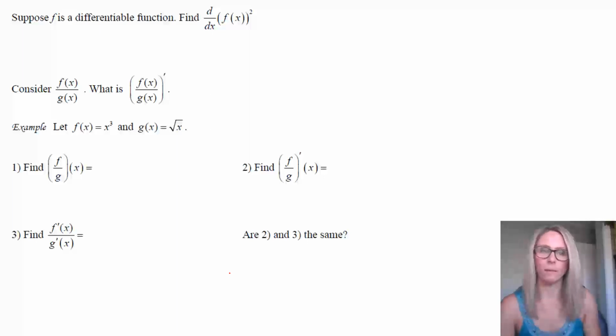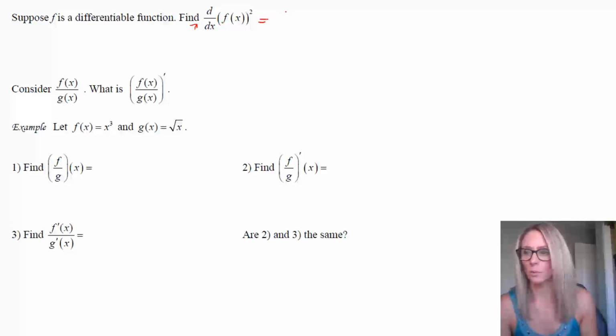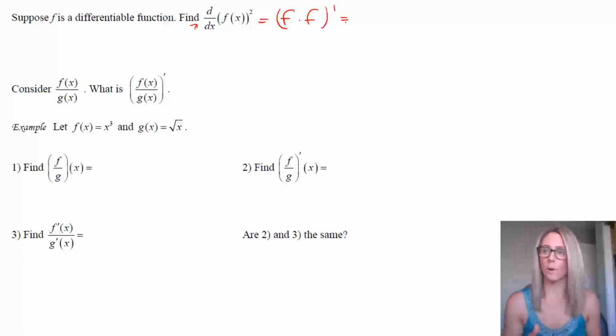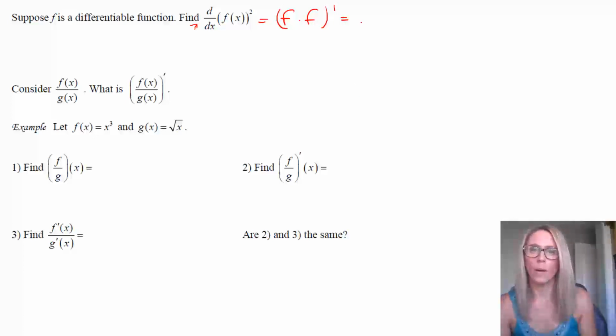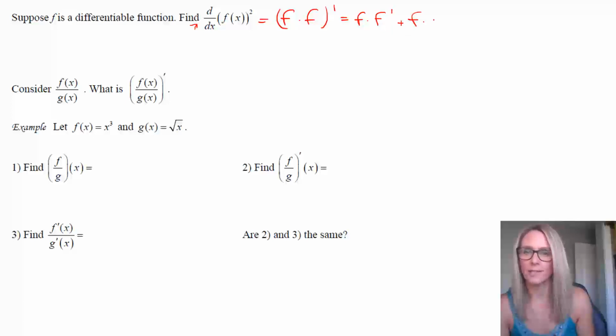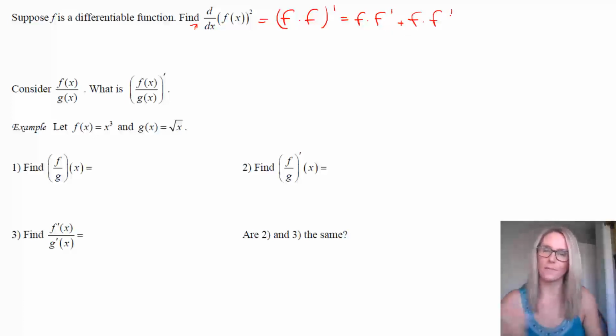All right, I'm going to do one more thing and then take a break. So at the top here, suppose f is a differentiable function. We have, find the derivative of f of x quantity squared. We're going to use the product rule to find it because that's what we have so far. So it's f times f, and we're taking the derivative. So it is the first function times the derivative of the second function plus the second function times the derivative of the first function. But everything's just f.